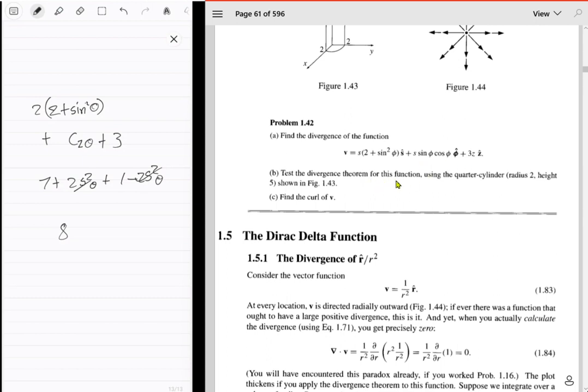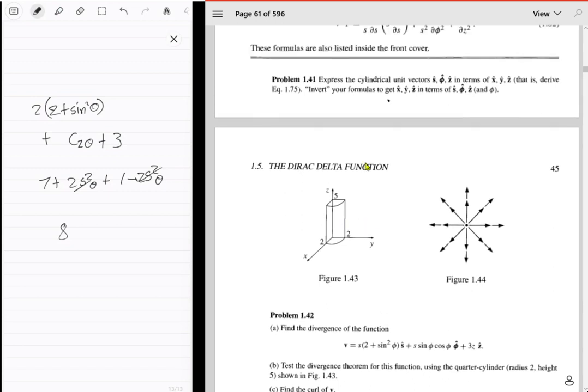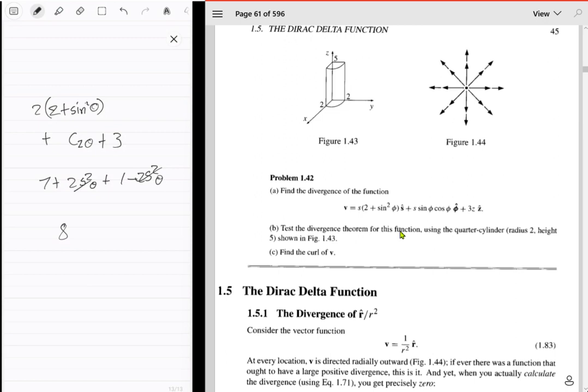Okay, test the divergence theorem for this function using the quarter cylinder, radius 2, height 5, figure 1.43. Where's that? So this thing, okay. Quarter cylinder. Wow, seriously. Fine. Okay, let's try to do it. This is the function. It's 8 constantly. What's the volume of this guy? So this is the radius. Radius 2, height 5. It's like 1/4 pi r squared. R squared is just 4. So pi. Height is 5. 5 pi times 8 is just 40 pi. 40 pi is our volume integral.